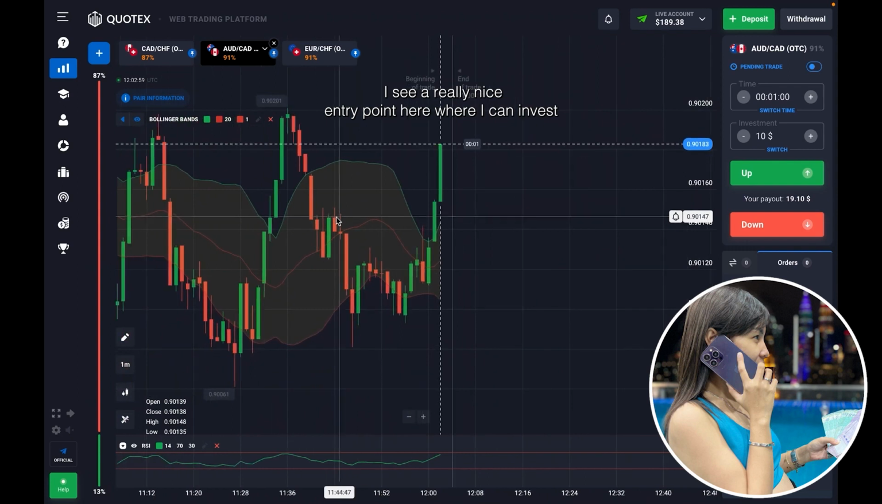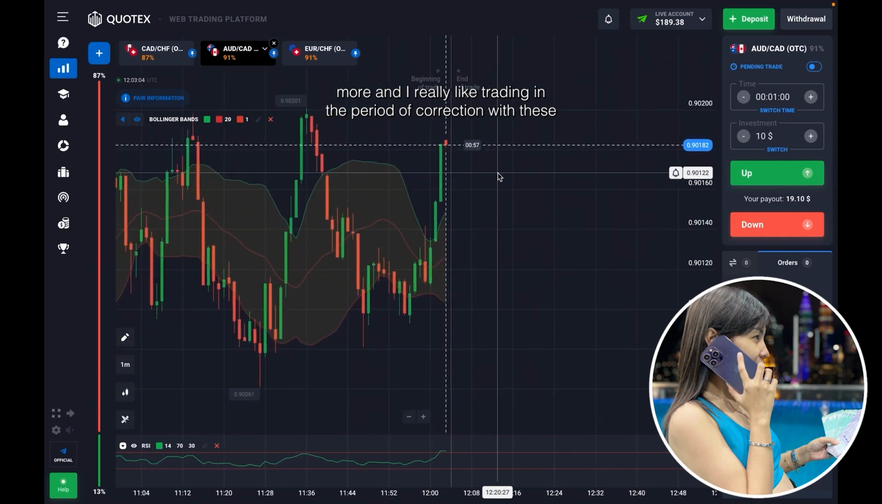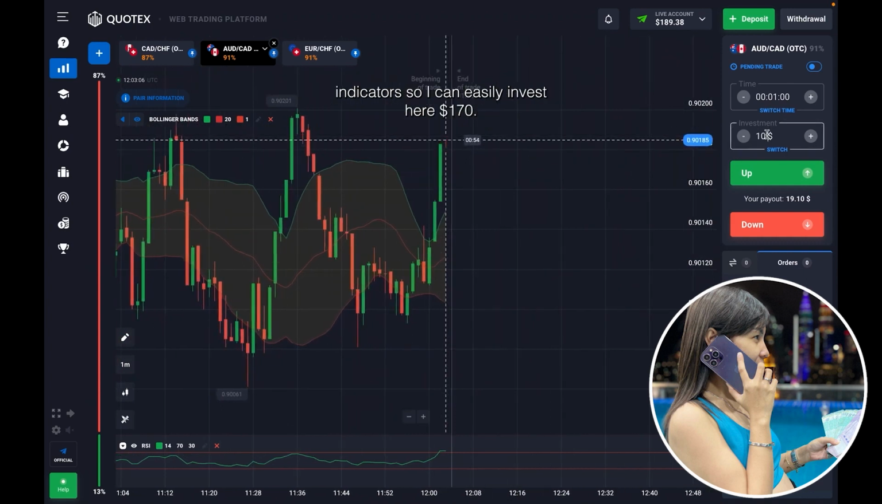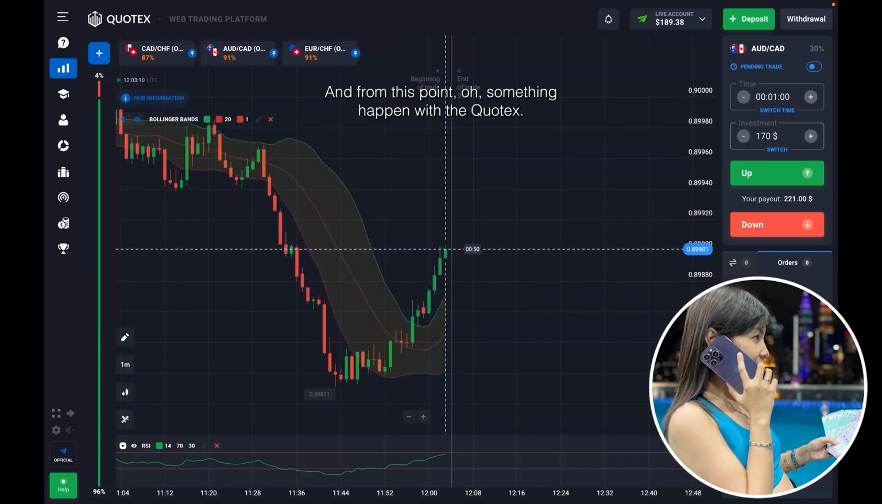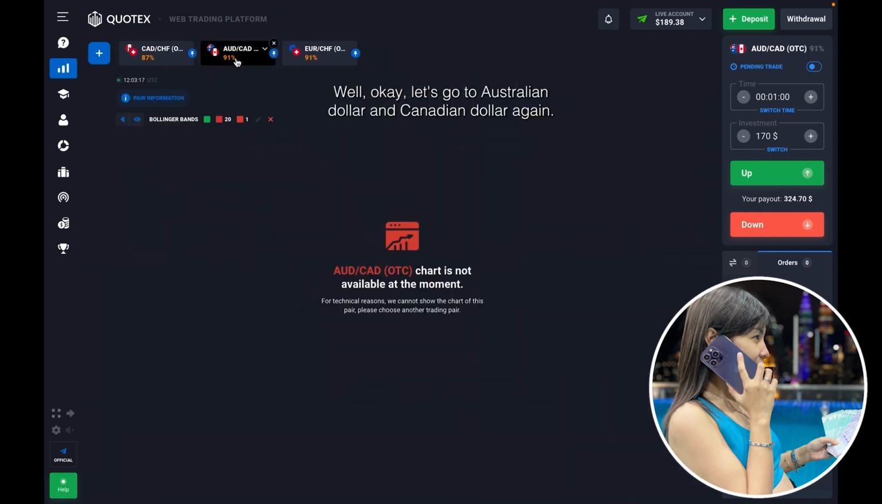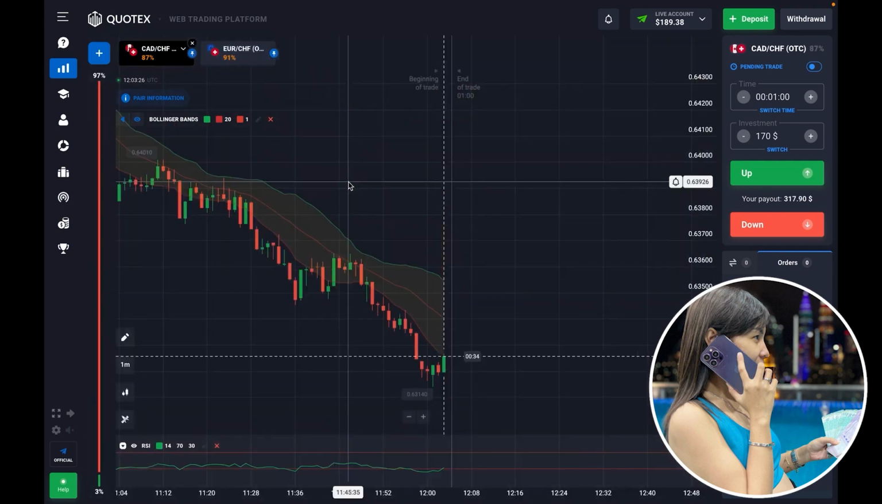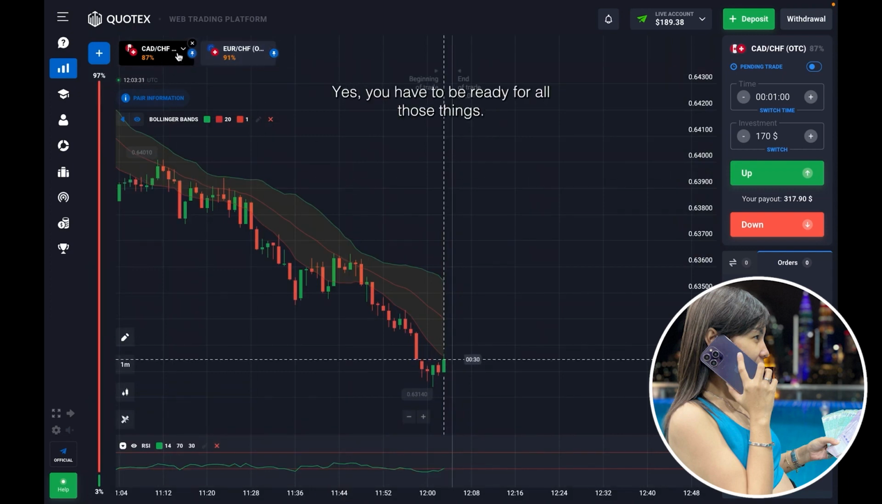I see a really nice entry point here where I can invest more, and I really like trading in this period of correction with these indicators, and I can easily invest here $170. So from this point something happened with Quotex. Well, okay, let's go to Australian dollar and Canadian dollar again. Sometimes that can happen, but unfortunately Australian dollar, Canadian dollar is not available anymore. Okay, let's just delete this currency pair, and you have to be ready for all those things.